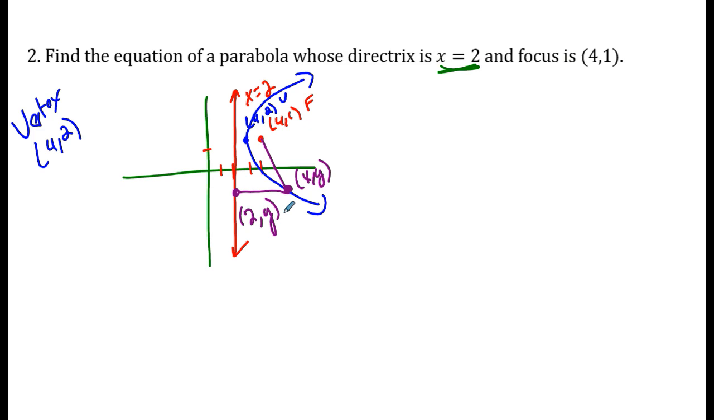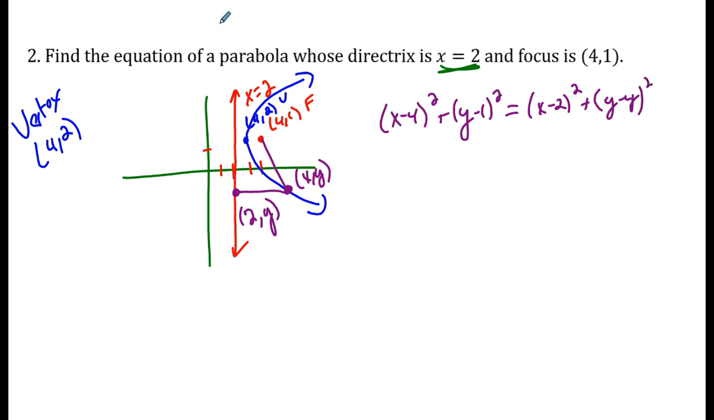So if I use my distance formula, I'm going to say change in the square root, and I don't even need the square roots. I think we're at the point where we can skip writing the square roots. I'm going to get x minus 4 squared plus y minus 1 squared equals, now I'm going to do point to the directrix: x minus 2 squared plus y minus y squared.